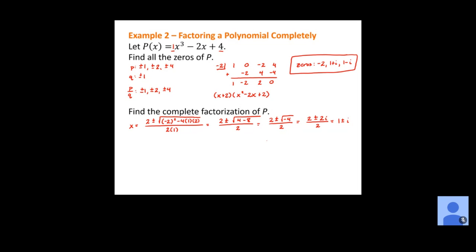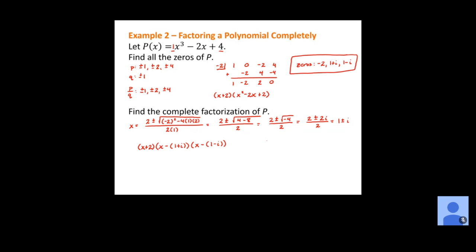Now for the complete factorization. Again, we know that x plus 2 is a factor because negative 2 is one of our zeros. Now, to get the other factors, we're just going to do x minus each of the zeros. Okay, so in this case, that's x minus (1 plus i) and x minus (1 minus i). And so even though these are complex numbers, now they have an a and a b part, we can just do x minus whatever that complex number is, and that will give us the corresponding factor for that zero.